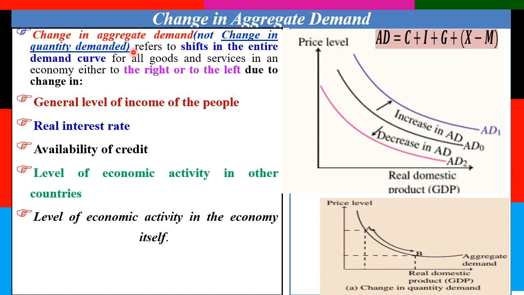So in general, change in the aggregate demand is completely different from what? Change in the quantity demanded. When we say change in the aggregate demand, it is what? A shift either to the right or to the left. Change in the quantity demanded means we can move on the same curve downward or upward, depending on the magnitude of what? The price.